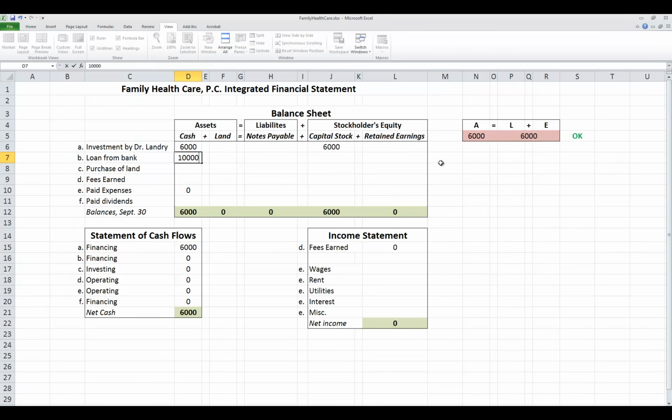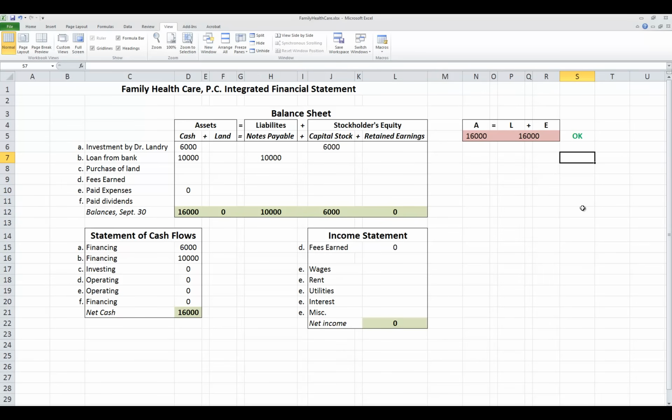Now we know that has to also go on the right-hand side of our balance sheet, but where is it going to go? Is it stockholder equity? Is it liabilities? What is it? Well, if you remember that when we take out a loan from a bank or another financial institution, we have the obligation to pay that back. So that is a liability. So the $10,000 will go under liabilities on the right-hand side of our balance sheet.